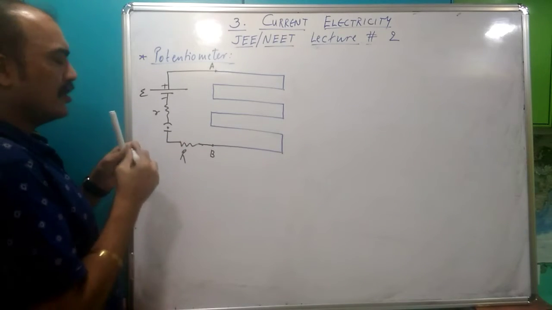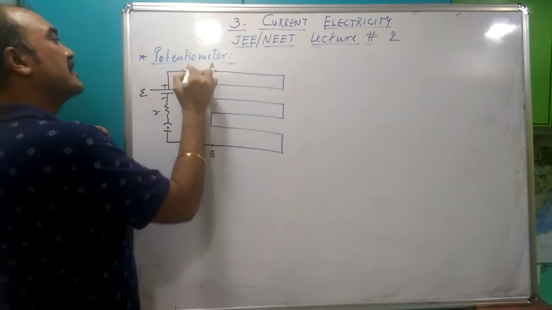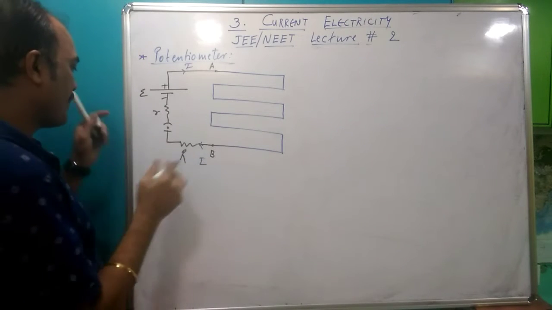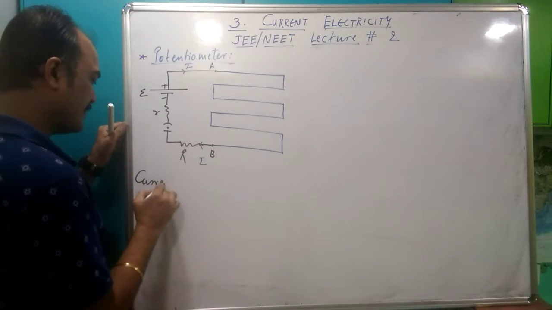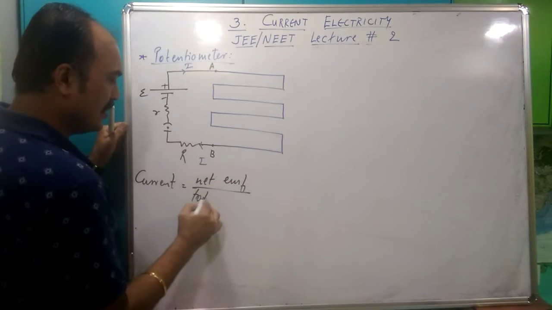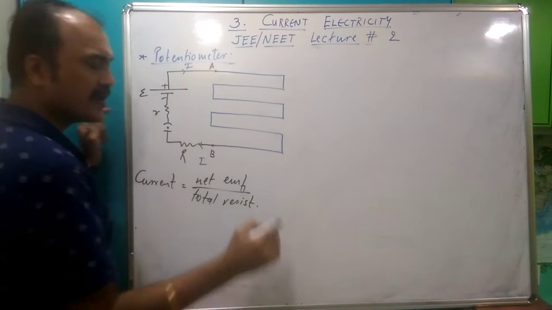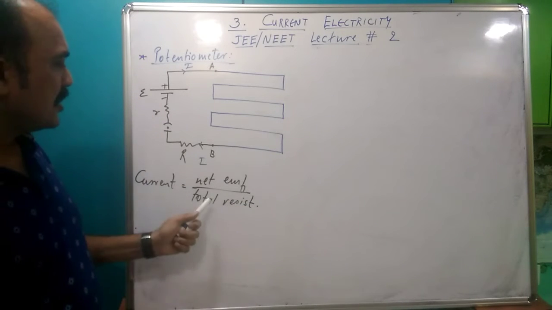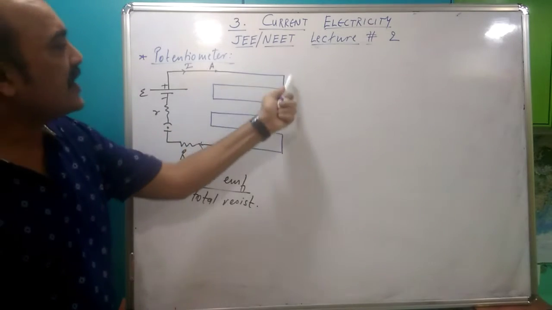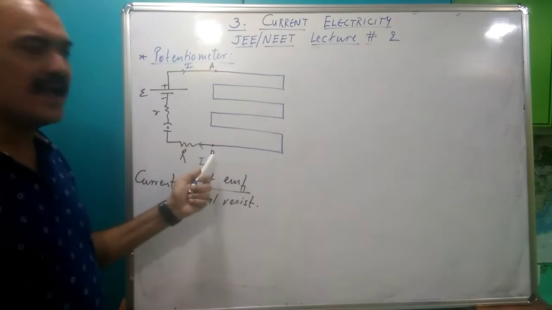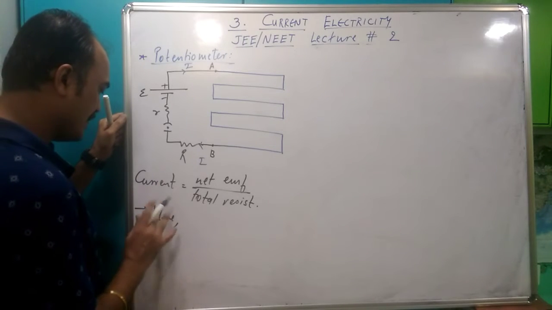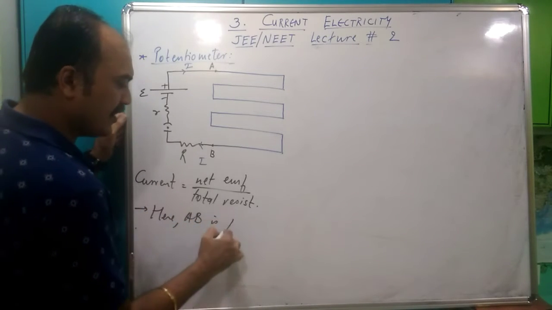Okay. Now, first things first, what is the current flowing through the circuit? In order to find current, I love to write this formula. It is net EMF over total resistance. Now net EMF is only epsilon. Total resistance would be the internal resistance plus the external resistance plus the resistance of wire AB. Remember that.